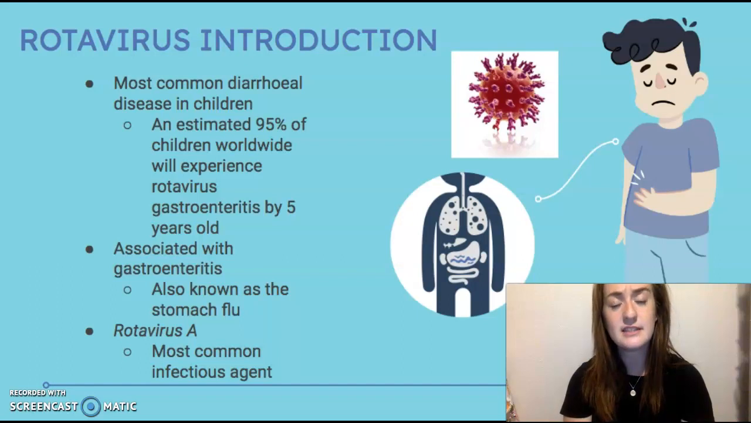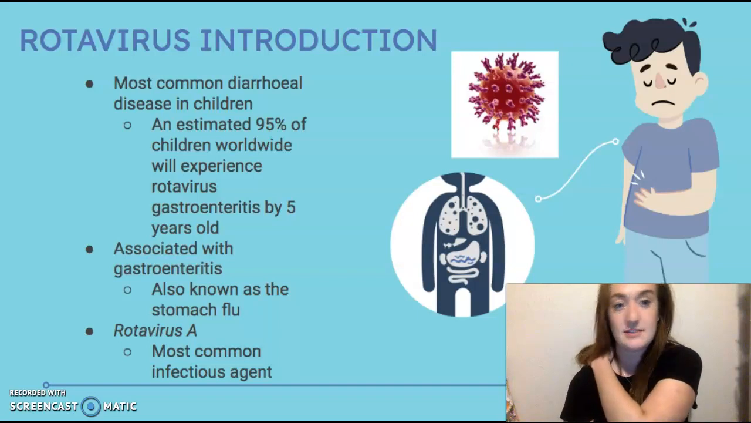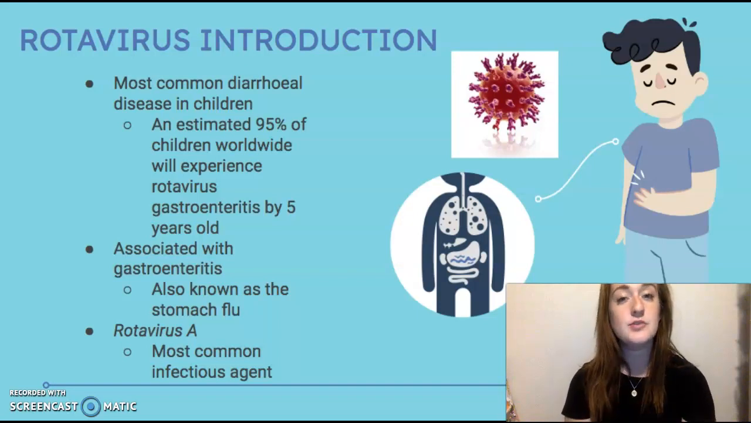The disease is commonly associated with gastroenteritis, which we all know as the stomach flu, even though the infection has nothing to do with the infectious agent for the flu, which is the influenza virus. However, they do have similar symptoms, so that's going to include things like diarrhea, cramps, nausea, vomiting, and fever. The infectious agent for rotavirus is rotavirus A.